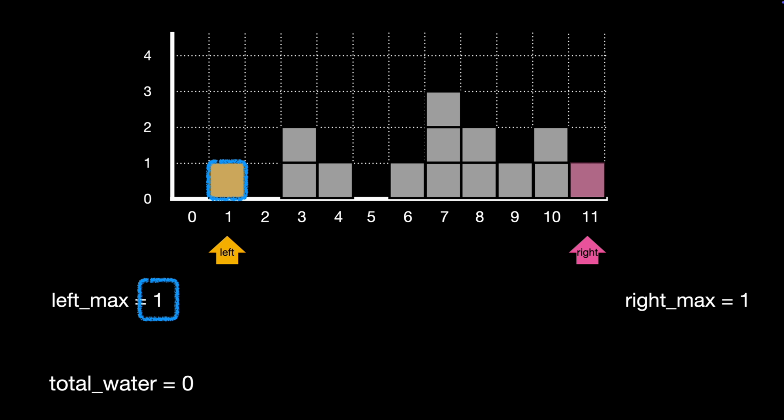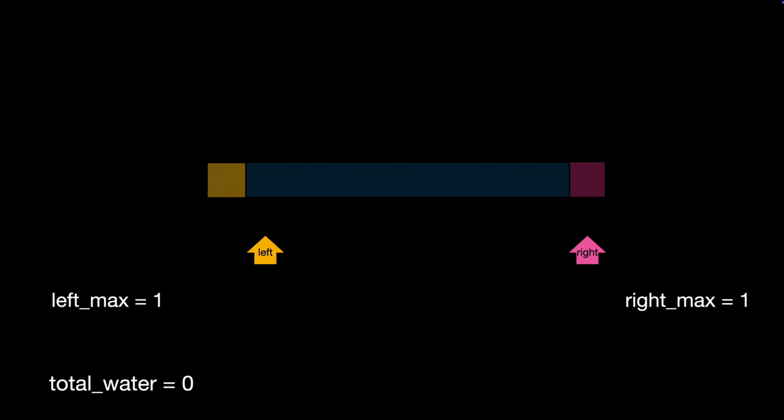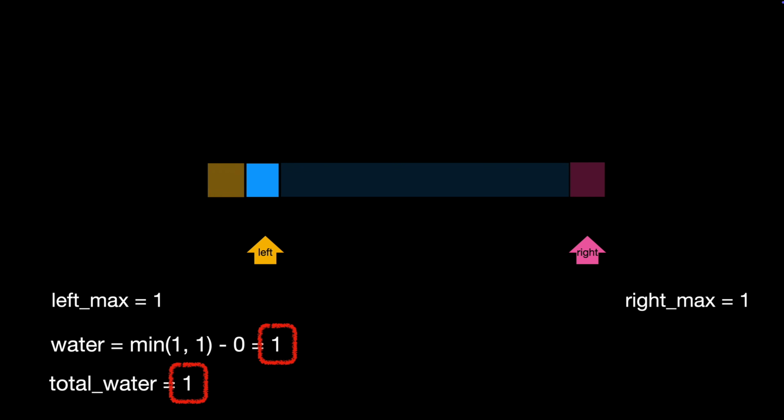Now let's update left max with the height at this new position. It becomes 1. Next, we compare left max and right max again. This time, they're equal. When both sides are equal, we can move either pointer. It doesn't matter. Let's just keep going with the left pointer. We move it one step right again. At this position, left max is still 1, and the current height is 0. So 1 minus 0 is 1, meaning we can trap 1 unit of water here. We add that to total water. We keep going.